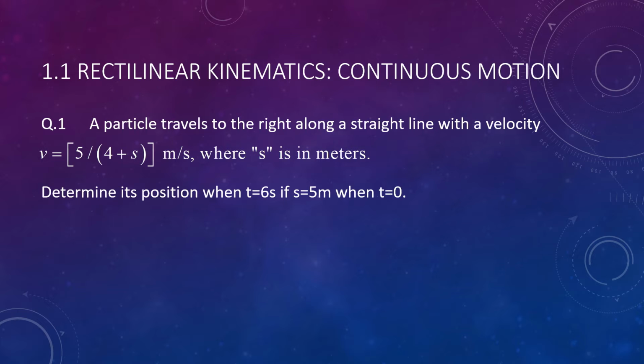Now we will solve an example question on rectilinear kinematics continuous motion. A particle travels to the right along a straight line with a velocity v is equal to 5 over 4 plus s meter per second, where s is in meters. Determine its position when t is equal to 6 seconds if s is equal to 5 meter when t is equal to 0.